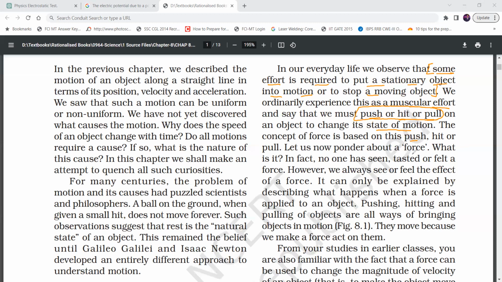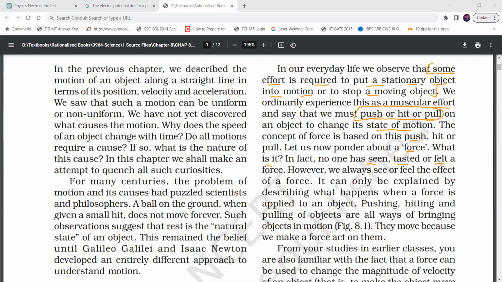Let us now ponder about a force. What is it? In fact, no one has seen, tasted or felt a force. You cannot see the force, you cannot taste it, but you can feel a force when someone applies a force on you.